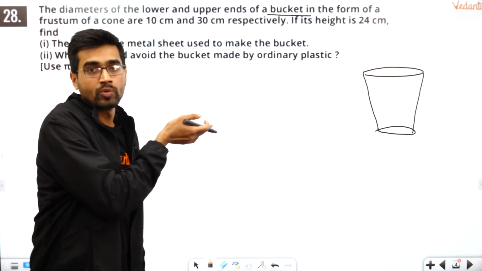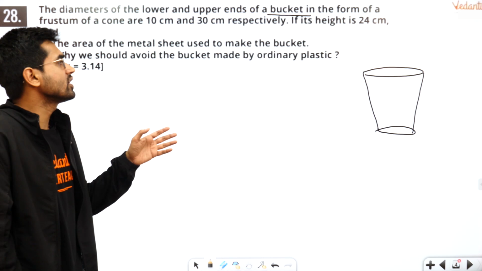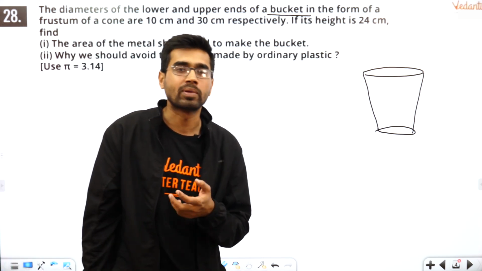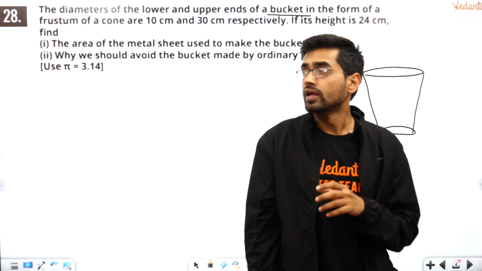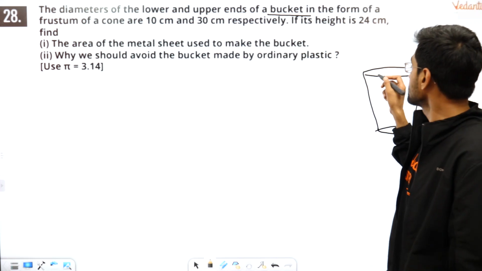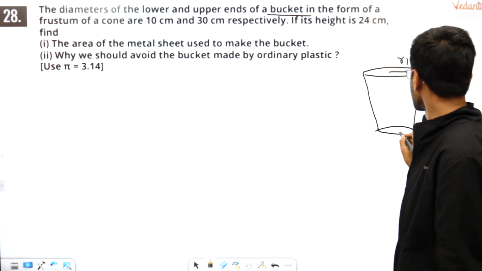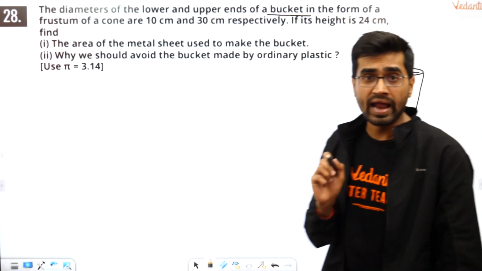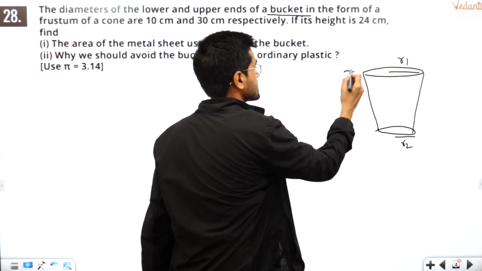And then they have asked a value based question: why should we not use a bucket made of ordinary plastic? I'll tell you the reason for it. So now just remember that the upper radius is R1, the lower radius is R2, and one more important thing, the height of the frustum is H.